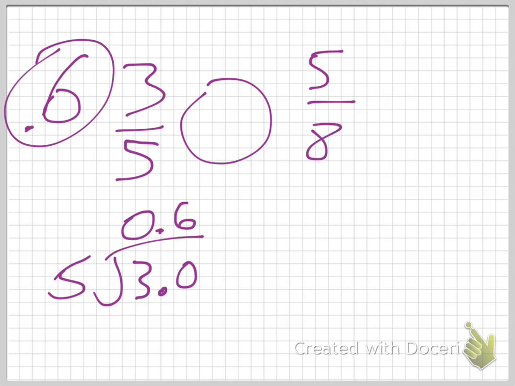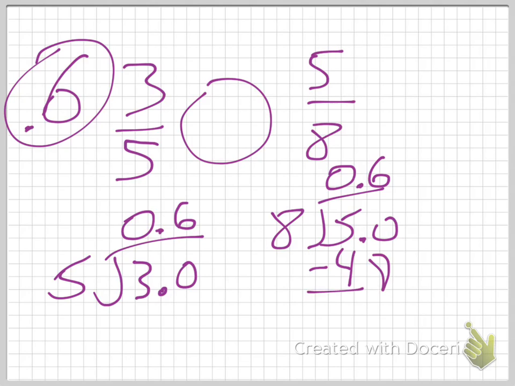Over here, 5 divided by 8. How many times does 8 go into 5? 0. Decimal, 0. 8 goes into 50 how many times? 6. 48. 2. Add a 0, bring it down. Am I done with 0.6? No, it's going to be more than that, right? It actually ends up being 0.625. So which is bigger, 0.6 or 0.625?